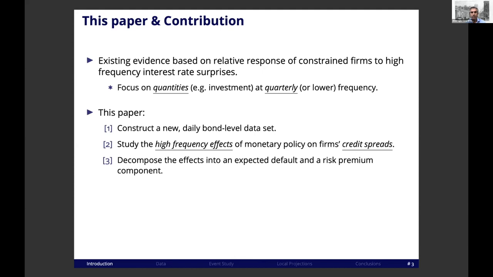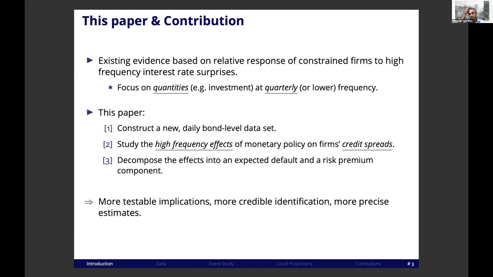Differently, in this paper, we proceed as follows. We first construct a new daily bond-level dataset. It's a very granular, daily frequency, bond-level dataset that we then use to study the high-frequency effects of monetary policy on firms' credit spreads. And finally, in the last step, we decompose these estimated effects of monetary policy on credit spreads into an expected default and a risk premium component.